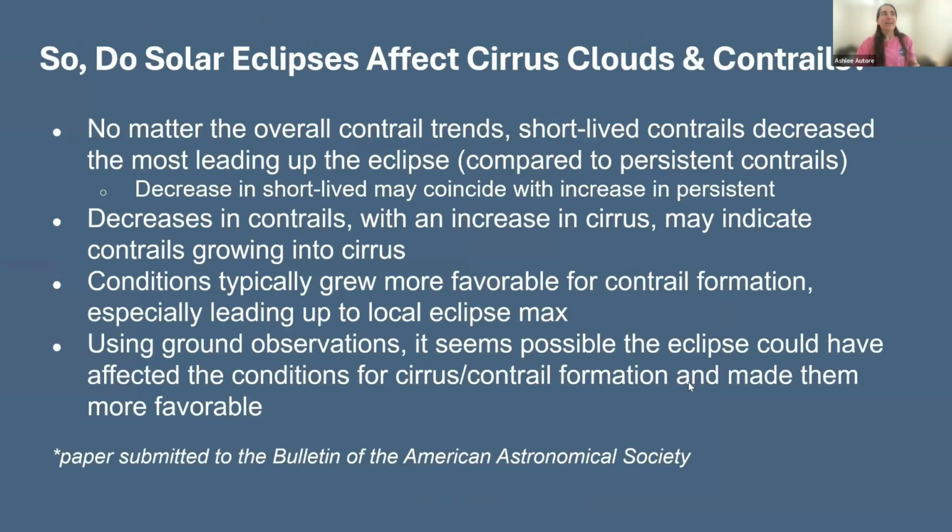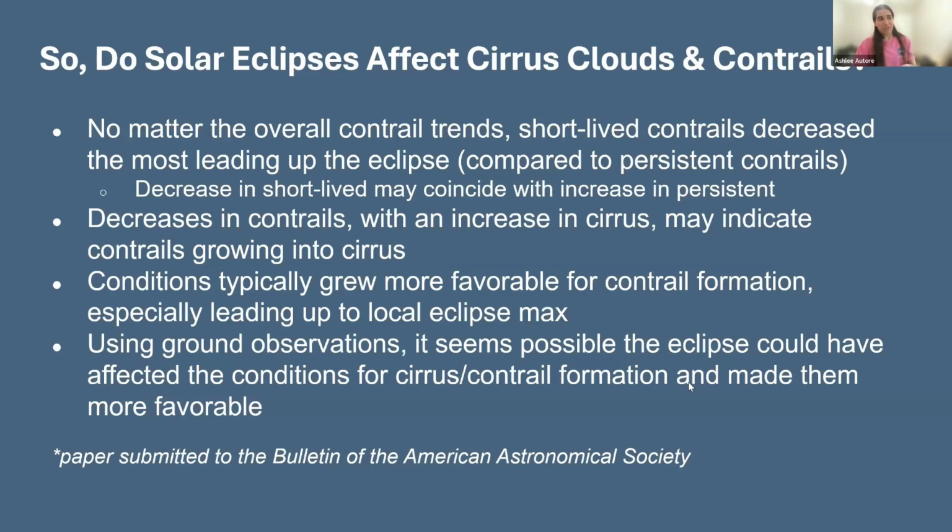So ultimately, we were looking to see if solar eclipses could affect cirrus clouds and contrails. Overall, based on your observations, we saw that conditions did typically grow more favorable for contrail formation, especially leading up to the local eclipse maximum. So, of course, this doesn't prove that the solar eclipse definitely changed the atmospheric conditions, made the contrails form, made cirrus clouds form, but it gives us a better idea of what we could look at in the future for more research.